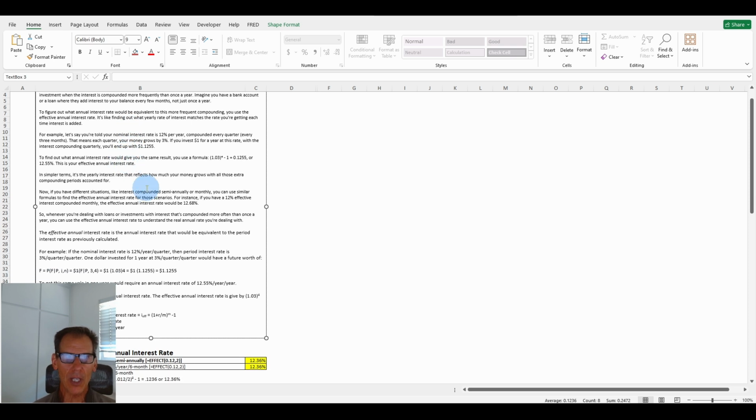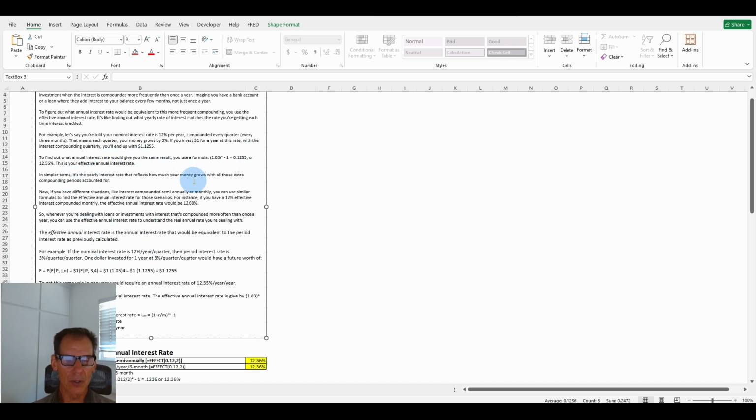Effective annual interest rate. It's like finding out what yearly rate of interest matches the rate you're actually either paying or getting. For example, let's say you're told your nominal interest rate is 12%. I used 18% for that credit card company. It could be higher, it could be lower. This is compounded every quarter, every 3 months. That means each quarter your money grows by 3%. If you invest $1 for a year at this rate with the interest compounding quarterly, you end up with $1.1255. Find out what annual interest rate would give you the same result. Use a formula: 1.03 to the fourth minus 1 is equal to 0.1255, or 12.55%.